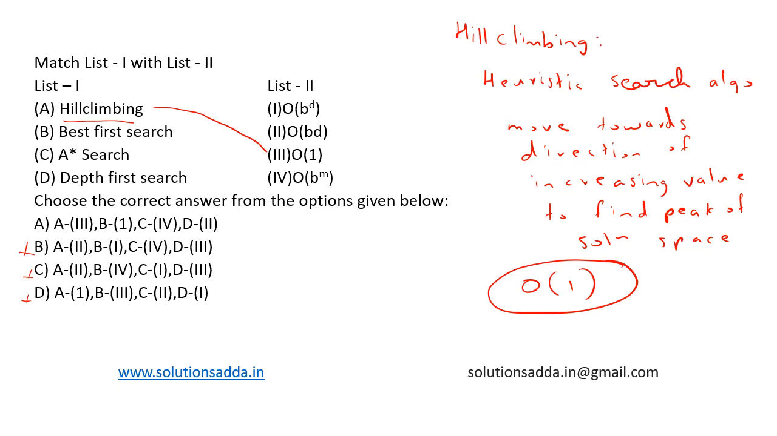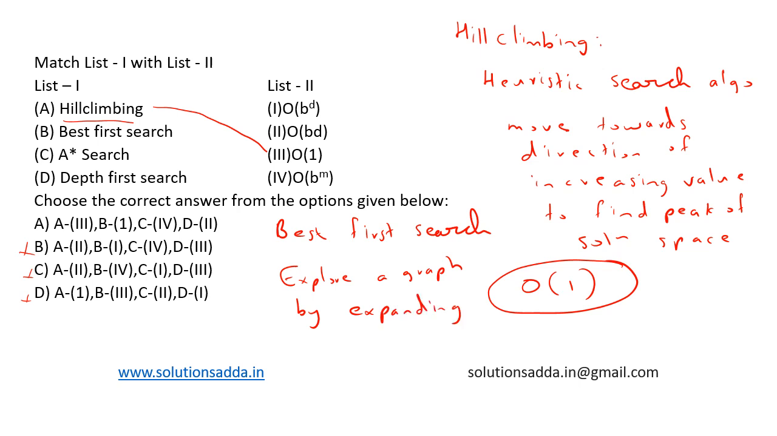options. Now next one is best first search. It is a search algorithm that explores a graph by expanding the most promising node chosen according to some specific heuristic. So in best first search, what happens is it explores a graph by expanding the most promising node based on heuristics.